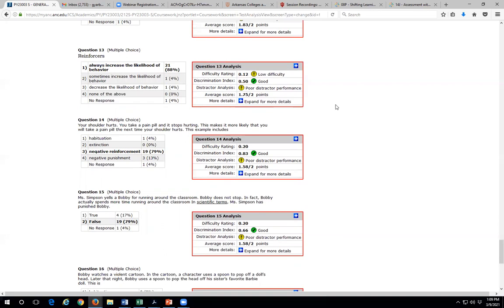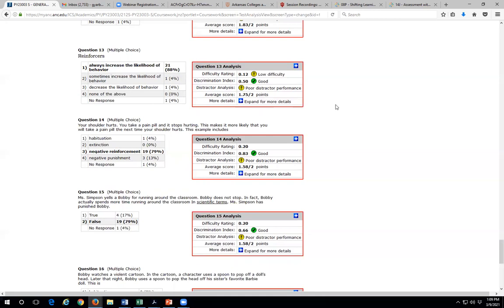Your shoulder hurts, you take a pain pill and it stops hurting. This makes it more likely that you will take a pain pill the next time your shoulder hurts. This example includes negative reinforcement. So we've made a behavior, taking a pain pill, more likely by taking away something, in this case, pain. So since the behavior is more likely, it's reinforcement. Since we took something away, it's negative.